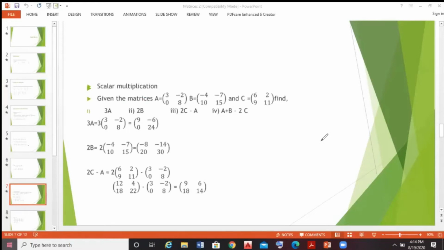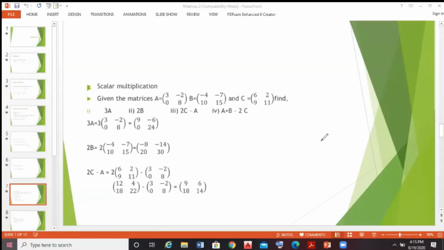We're on to the multiplication. We'll be looking at scalar multiplication. Now, a scalar simply means any given quantity. Given the matrices A, B, and C, find 3A, find 2B, find 2C minus A, find A plus B minus 2C. For the first example, 3A, what have you noticed there? Our scalar value in this case would be 3.